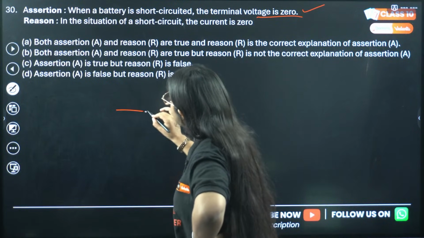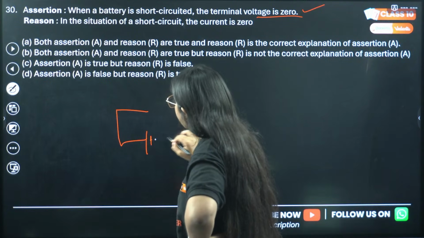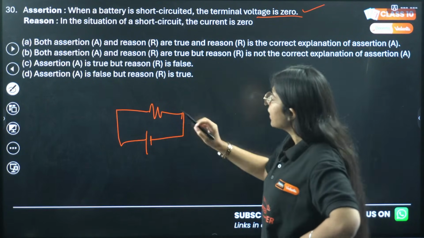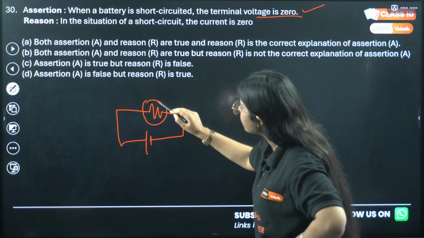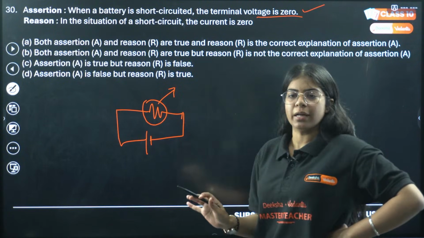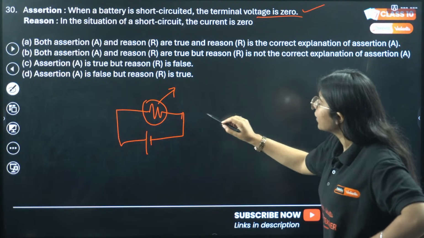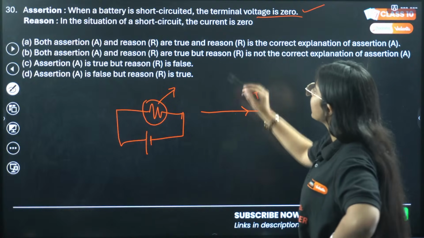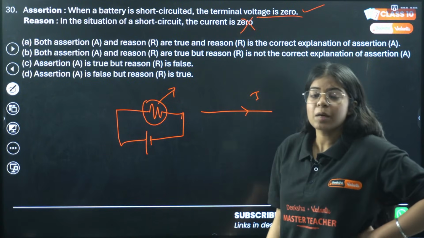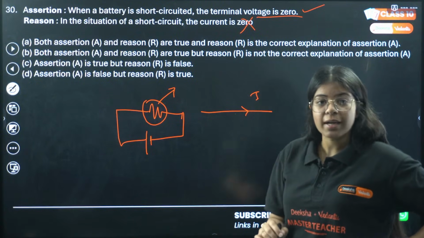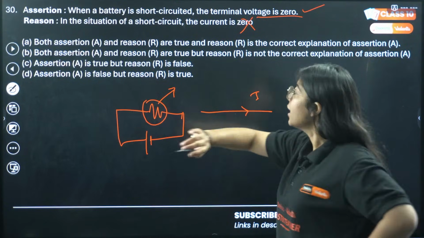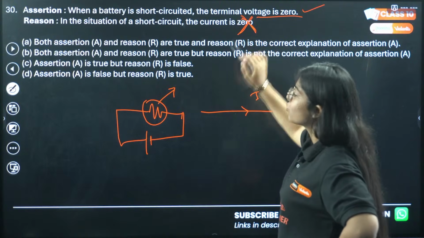When in a battery, see, this is my circuit and this is a resistance. If this short circuits, that basically means that this resistance is now not there. So short circuit means a lot of current flows in the circuit. So that means this assertion is false. Current can't be 0. If there is a short circuit, there will be lots of current in the circuit. That means this reason is false.